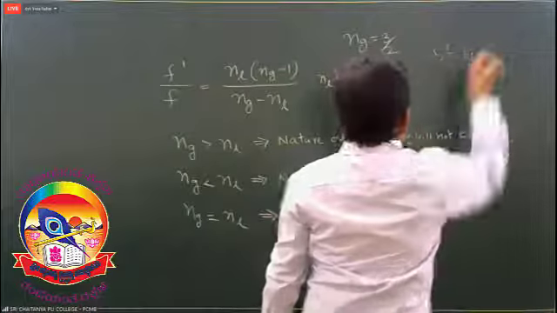But we know the reciprocal of the focal length is called the power. The power of the lens reduces by 4 times. If NG is 3 by 2 and NL is 4 by 3, there is no need to do the problem. The direct answer is f dash equal to 4 times f, and P dash is equal to P by 4. Now let us go to the new concept.